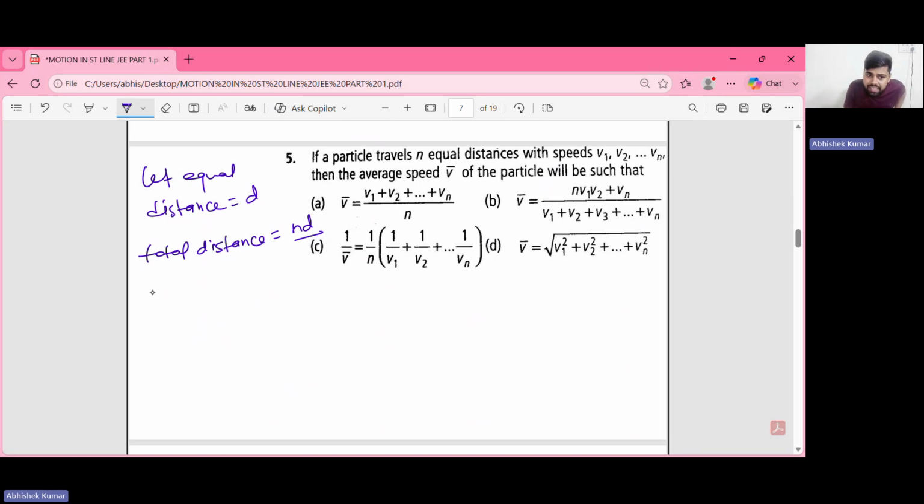Now we have to find the average speed. So what is the concept of average speed? Tell me anyone. V average is equal to what? Total distance by total time. Yes, sir. Very nice. Total distance by total time.